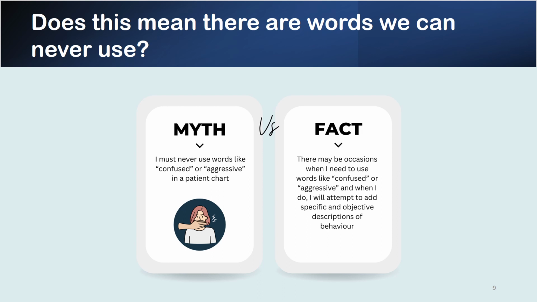Using person-centered language means that when you do encounter situations that require you to use these words, you attempt to add specific and objective descriptions of behavior. This will reduce the possibility of labeling the patient and improve the chances that others will have a better idea of what is happening.